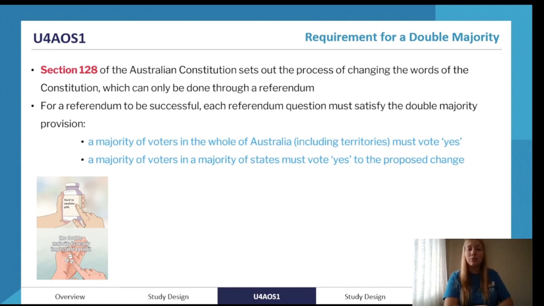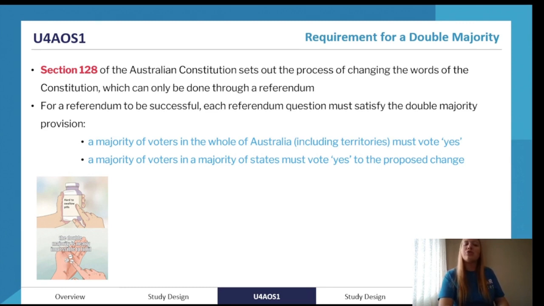But for a referendum to even be successful, every referendum question has to satisfy the double majority provision. So if the referendum has 5 questions on it, this double majority requirement has to be satisfied for all of those questions. So that's why we want to stick to 1 or 2, because it's already so difficult to achieve. So these are that the majority of voters in the whole of Australia, including the territories, must vote yes. I simply think that's easier to remember as more than 50% of Australia's entire population have to vote yes.